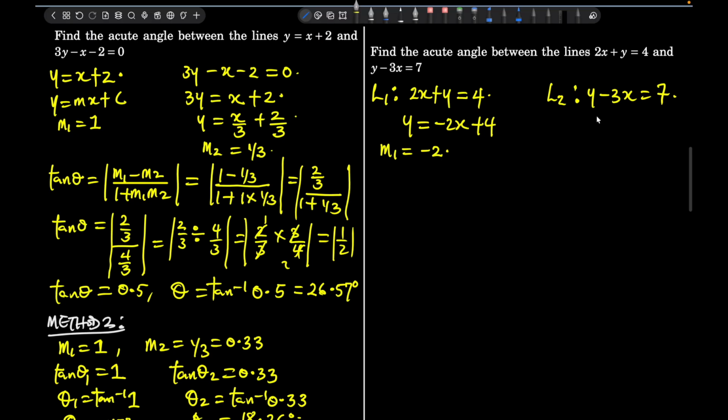Let's now come to this side. This one, we need to make y the subject of the formula again. So y equals to, but minus 3x, it's going to become positive 3x. The 7 is positive already, plus 7. So m2, which is the second line, is going to be equal to 3.